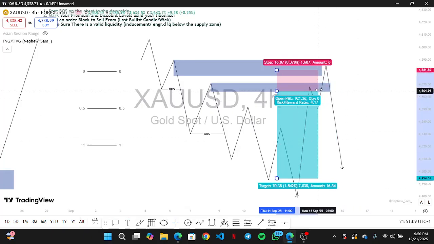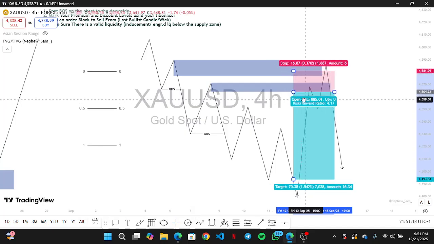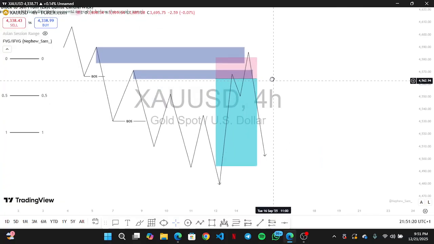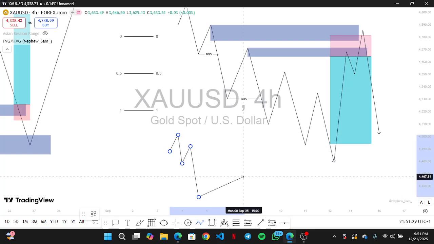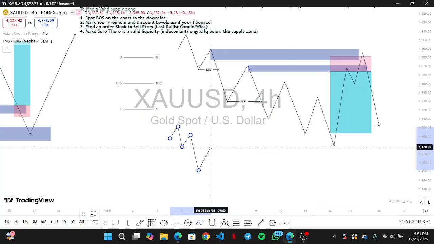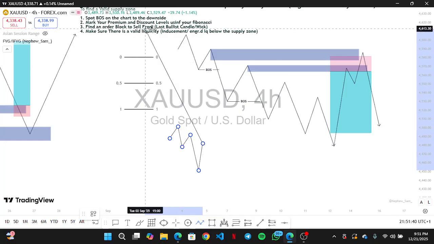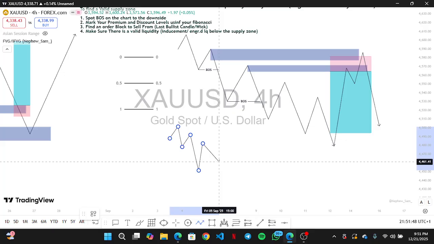So now these people here were used as inducements. This entire supply zone is an inducement because there's another supply zone directly above it. So you need to understand that. Whenever you want to enter a trade, don't just find a supply zone. A supply zone has formed, but what makes you more confident in that trade is when you see liquidity or inducement. As I wrote here, make sure there's a valid liquidity point, in brackets, inducement or engineered liquidity below the supply zone.